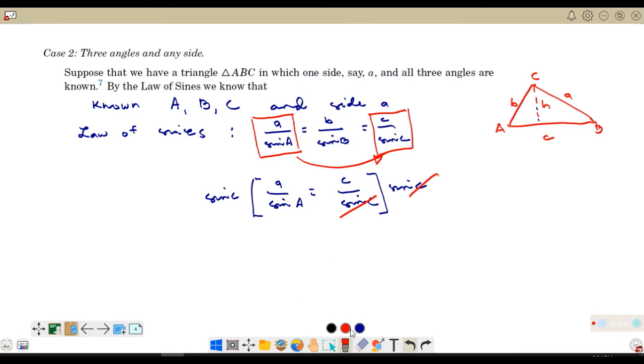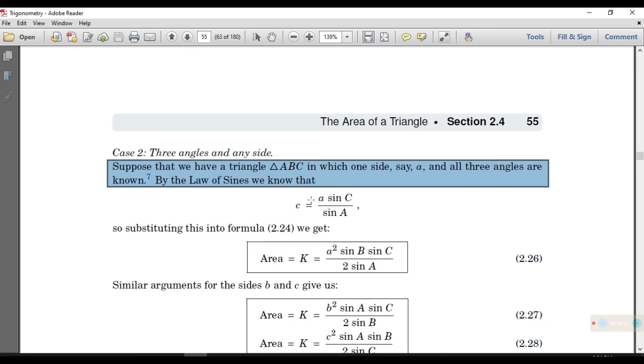Tanggal na siya. Matitira na lang sa'yo ay C equals A sine C over sine A. And that is going to be the measurement of your side C. Okay? So, ito yon. Ito yung sinasabi dito. Okay?